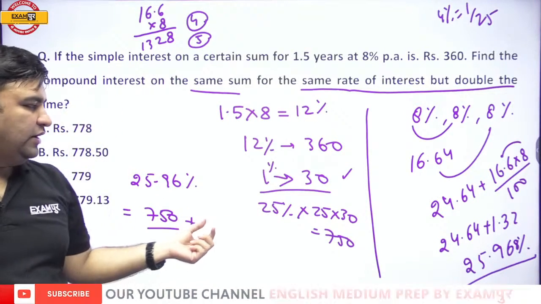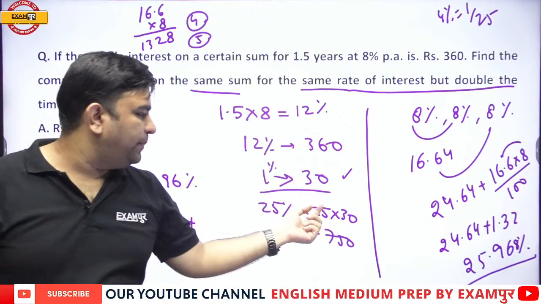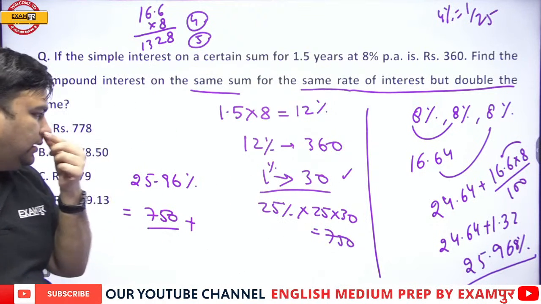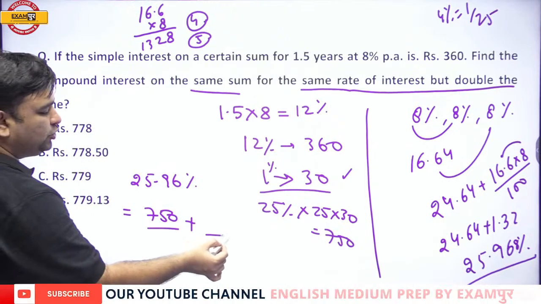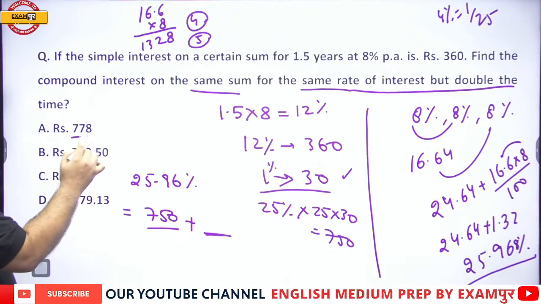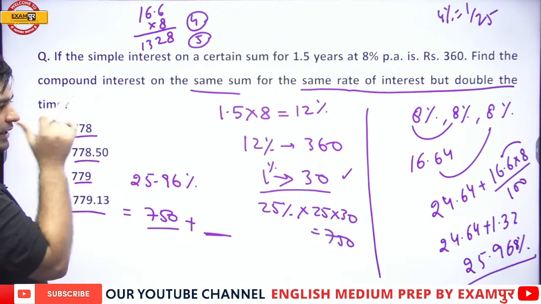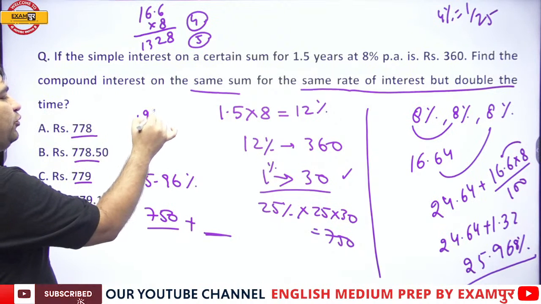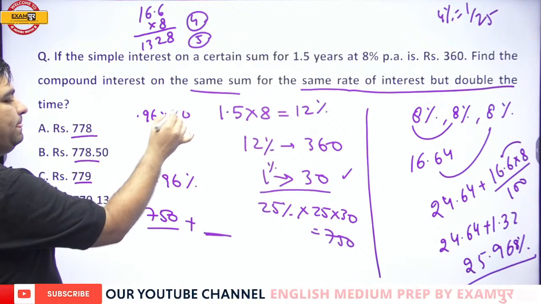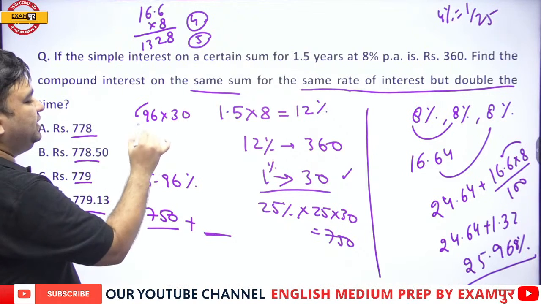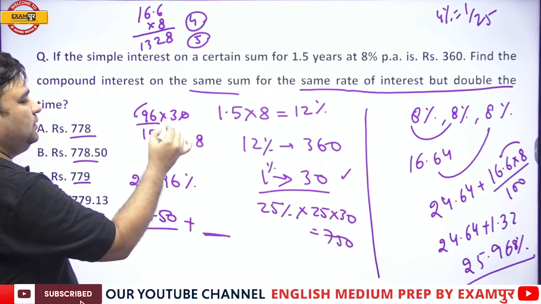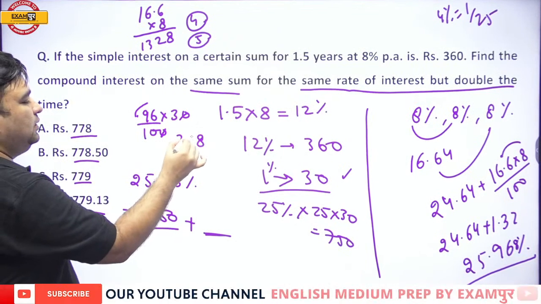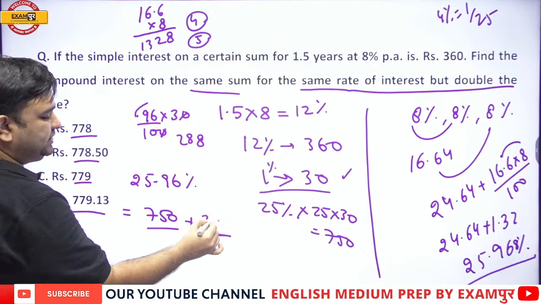0.96%. 1% is 30. So what is less than 30? It's going to be less than 30. However, all options are close. So we have to exactly calculate what is 0.96 into 30. 0.96 into 30 is 28.8.